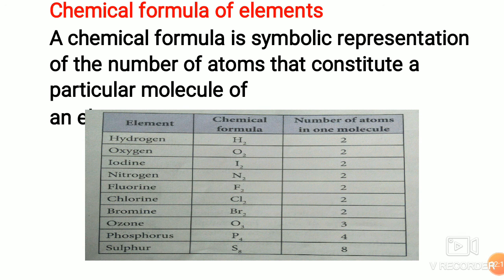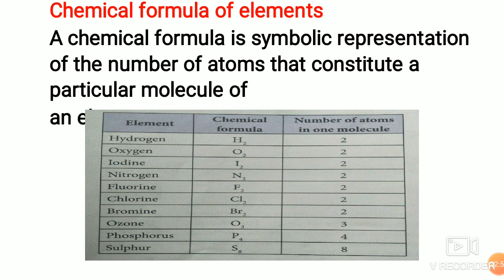For hydrogen, the chemical formula is H2. Now 2 here represents number of atoms in that particular molecule. So 2 atoms are there in H2. Similarly, oxygen, the chemical formula is O2, iodine I2, nitrogen N2, fluorine F2, chlorine Cl2, bromine Br2, ozone O3, phosphorus P4, sulfur S8. Now you must be wondering, like, it is written H2, then sometimes O3 we are learning.